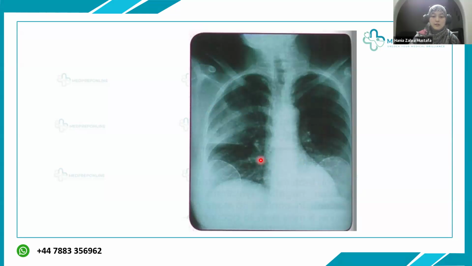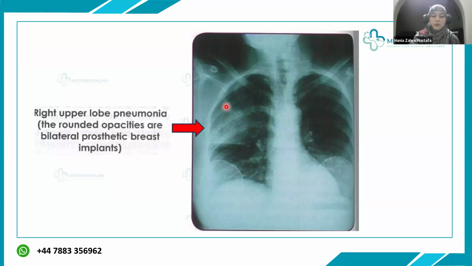Yes, you guys are right. This is right upper lobe pneumonia. You can see the opacity here. And you guys also see the rounded opacities of the bilateral prosthetic breast implants, but these are not significant. This is the significant finding in this X-ray. These are from your handbooks. You should definitely go and have a look in your handbook at how the cases are given, how the X-rays are given and how they are asked in the handbook.